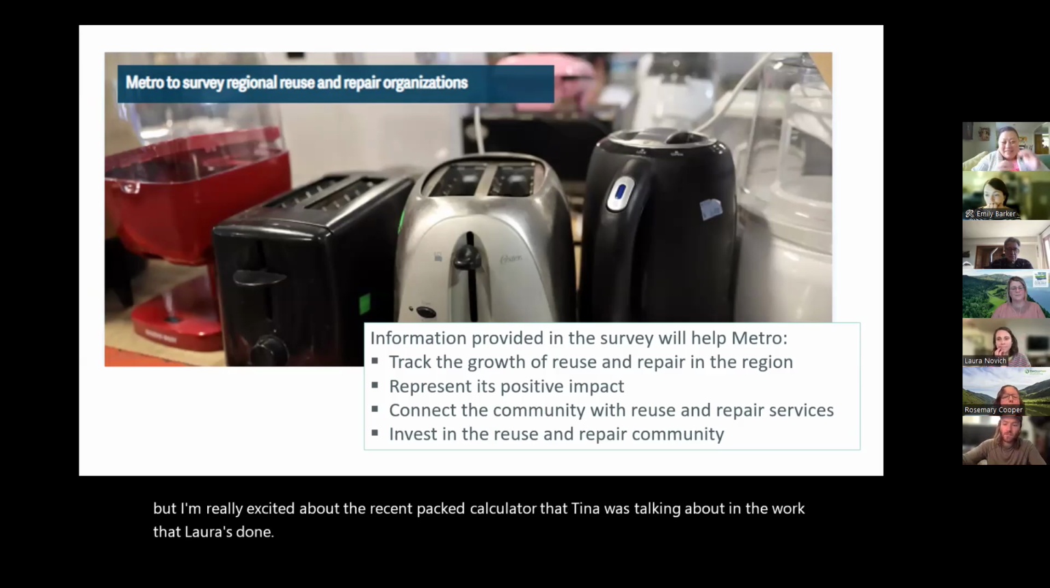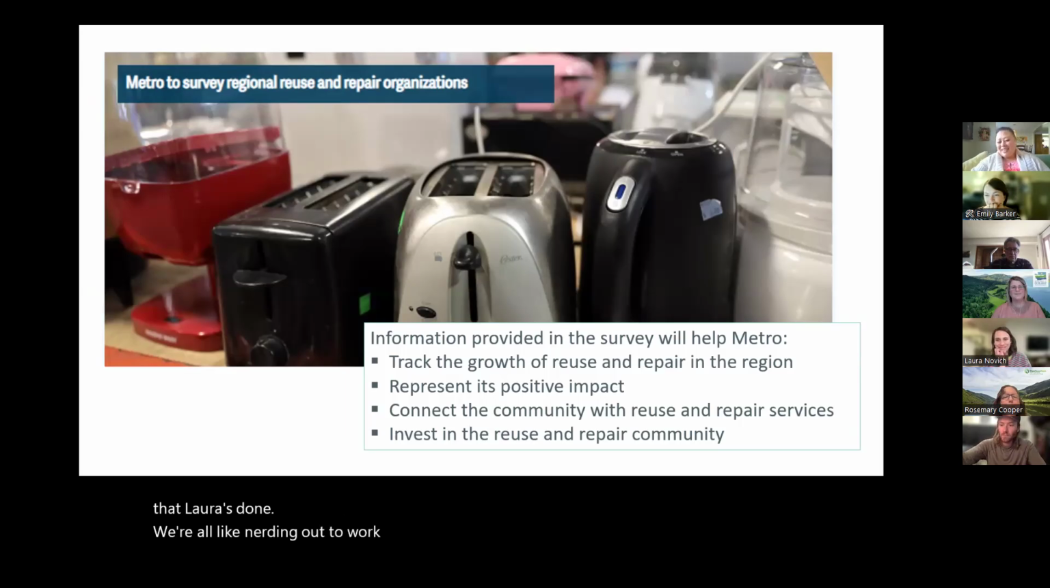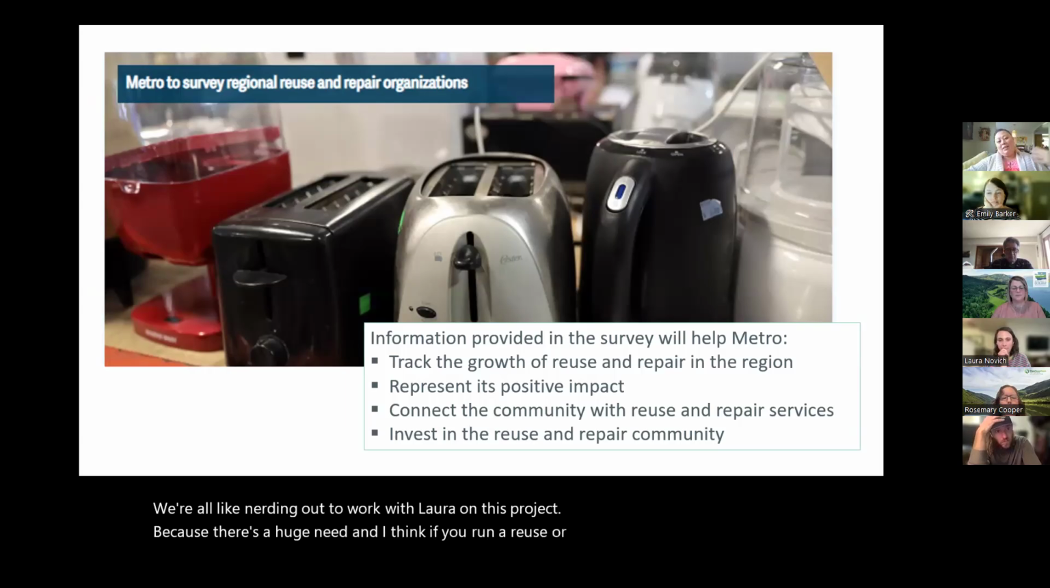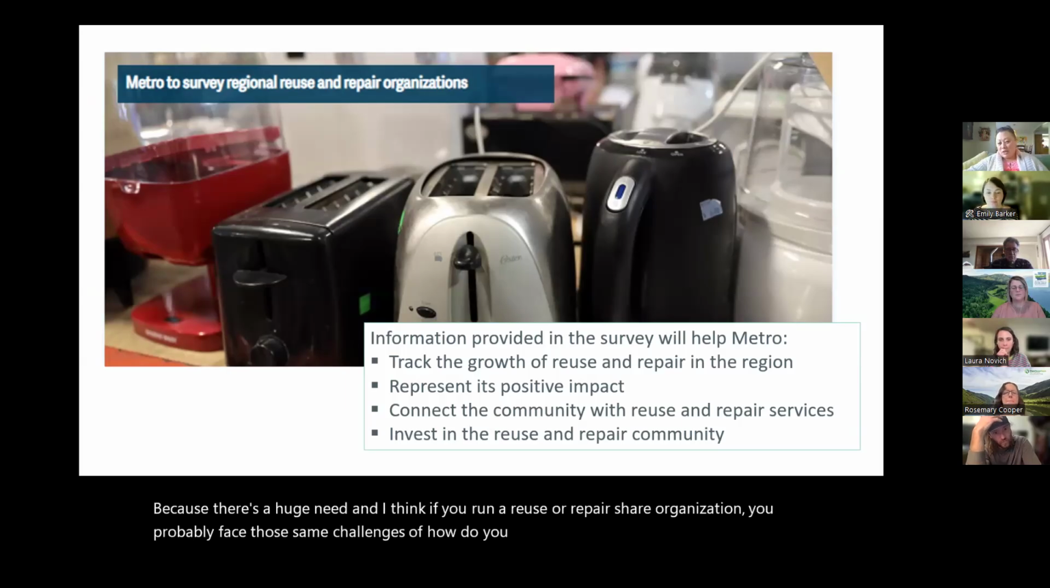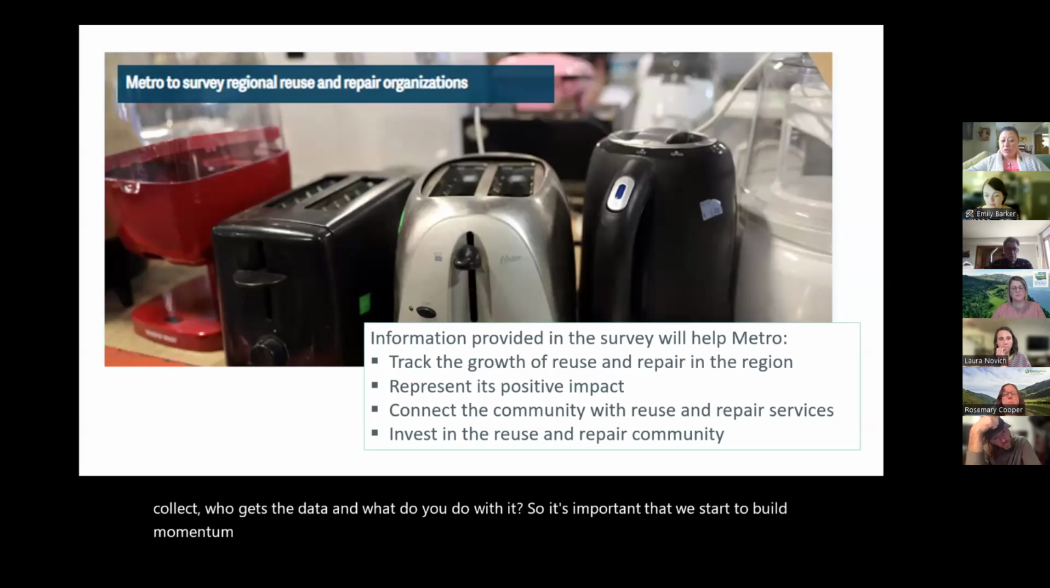We're all nerding out to work with Laura on this project, because there's a huge need. And I think if you run a reuse or repair or share organization, you probably face those same challenges of how do you collect that data? What data should you collect? Who gets the data and what do you do with it? So it's important that we start to build momentum around that so we can start to address a lot of these issues. Thank you.